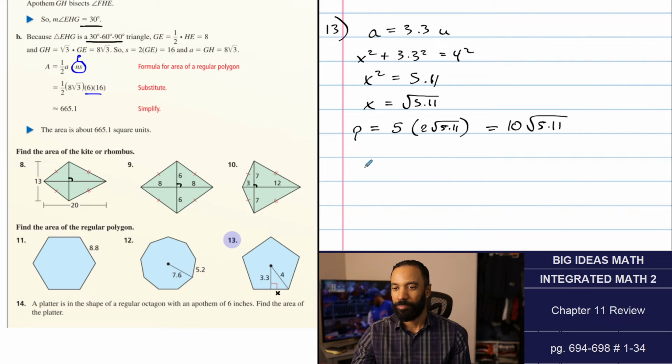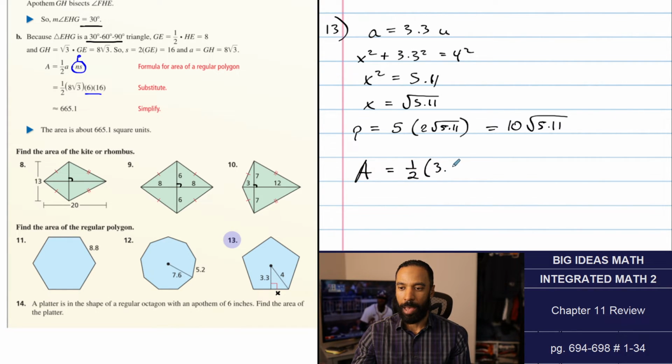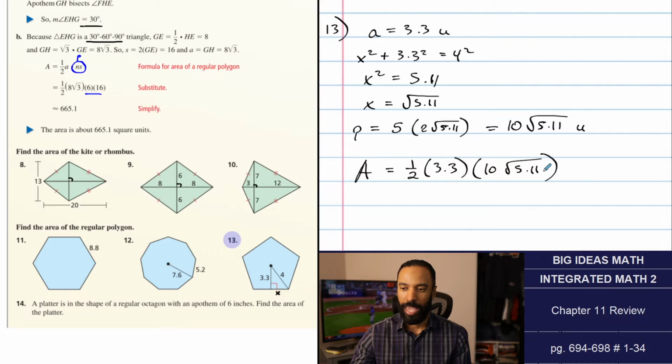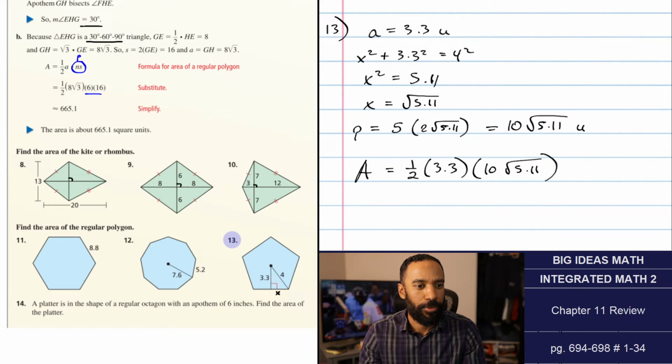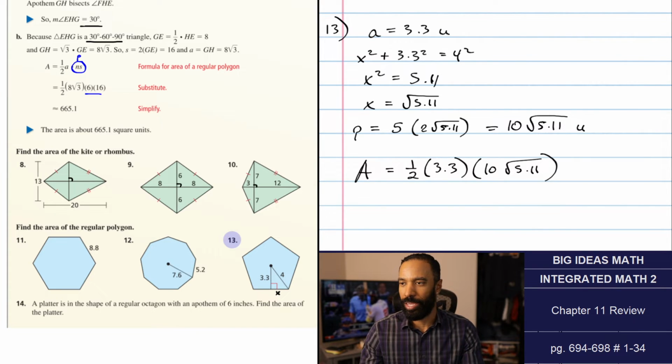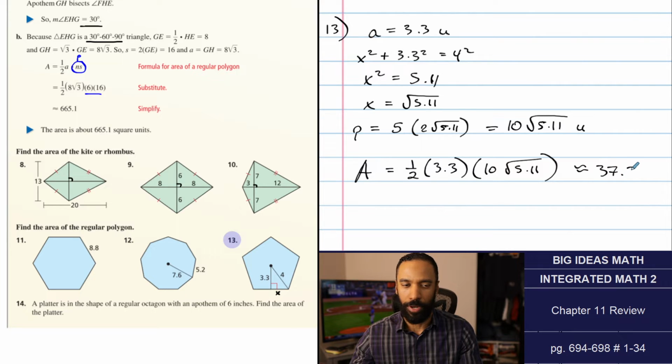But whatever. Anyway, the area is going to be 1/2 of the apothem times the perimeter. This was in units, by the way. And rounding will be to the nearest tenth, as it seemed they did in the example. So 3.3 times 10. Let me just write a 5 because I have to take half of it. 5 root 5.11, and I get about 37.3. 37.3 square units for that area.